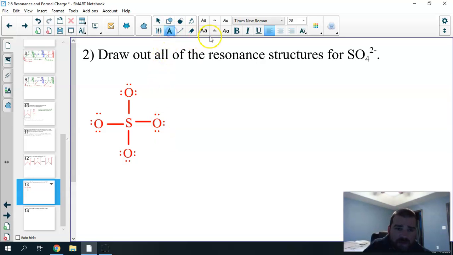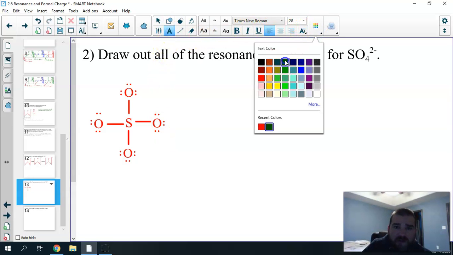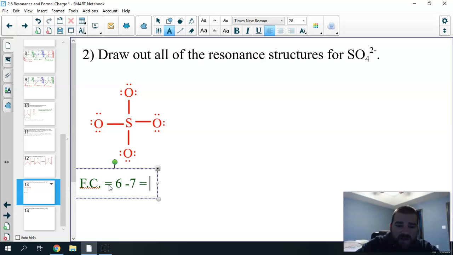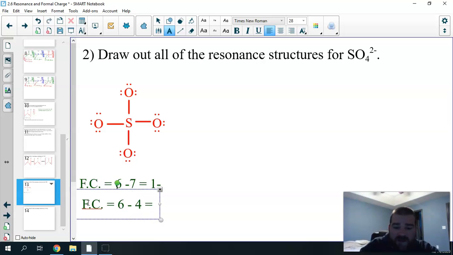If I check my formal charges, we're going to see that the oxygens, which are around the outside, have a formal charge of 6 valence electrons minus 7 dots and dashes. Every single one of my oxygens currently is a -1. The sulfur in the middle has 6 valence electrons minus 4 dots and dashes. The sulfur is currently a 2+.